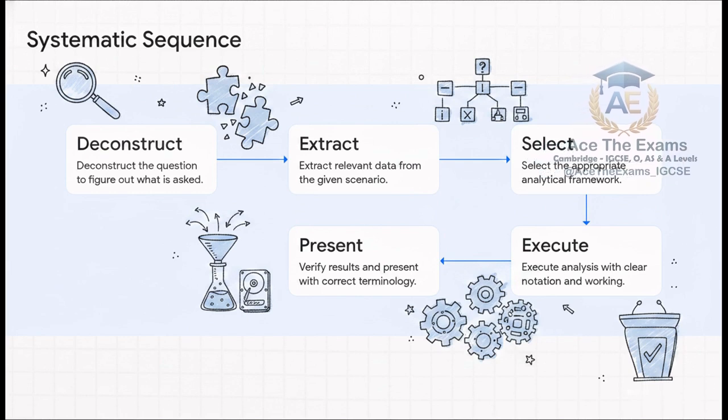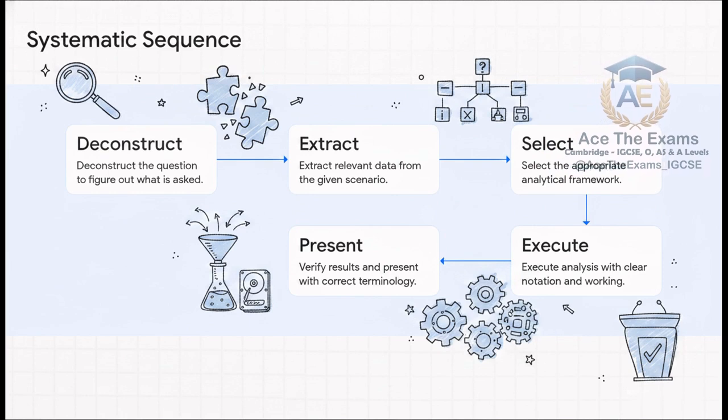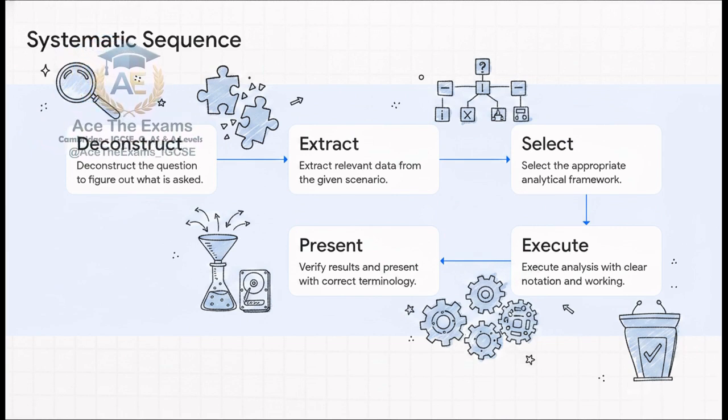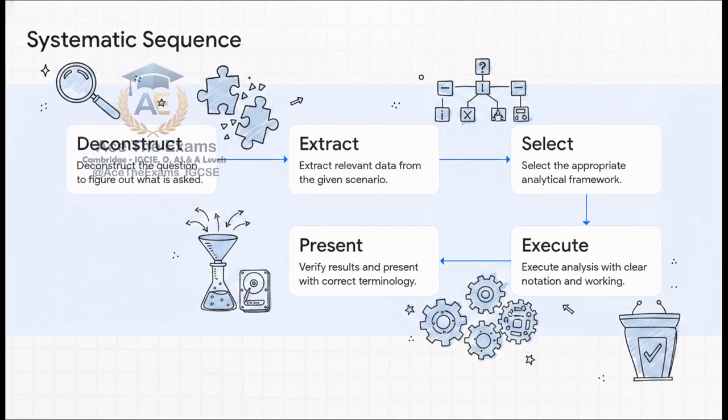Here is your standardized, systematic, 5-step sequence for tackling any complex 7.1 examination question. This is your blueprint. Step 1. Deconstruct the question. You have to decode the command words. Are they asking you to evaluate, to describe, or to explain? Step 2. Extract the relevant data from the messy scenario they've given you. Filter out the noise. Step 3. Select your analytical framework. Is this a job for backward chaining, forward chaining, or a nested if-then construct? You have to make a choice and own it.